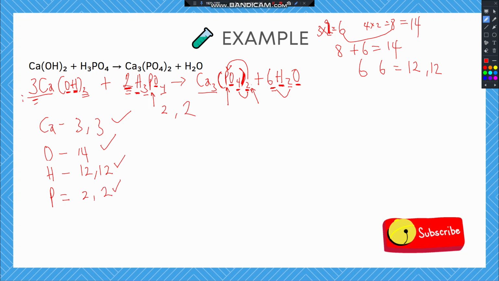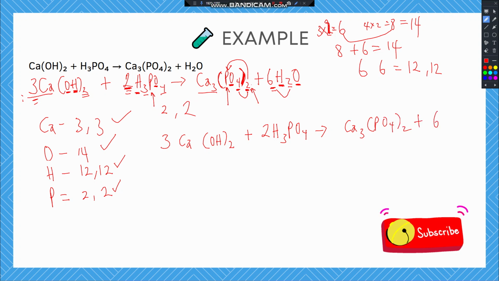So our final balanced equation is 3Ca(OH)2 plus 2H3PO4 yielding Ca3(PO4)2 plus 6H2O. This is our final balanced equation. I'm sure you saw how every step was meticulously taken, precept after precept.